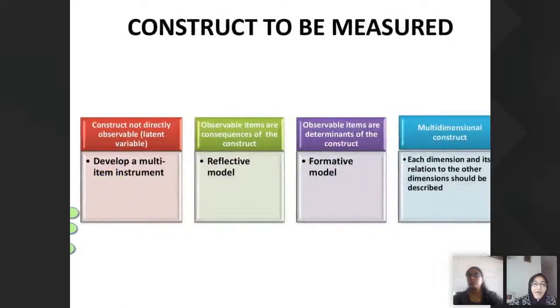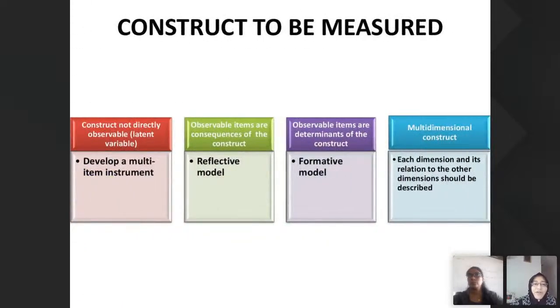For the construct to be measured, if the construct is not directly observable, which we call a latent variable, it is good to construct a multi-item instrument. If the observable items are consequences of the construct, we will use the conceptualization of the reflective model. If the observable items are the determinants of the construct, then what we call the formative model should be constructed first.